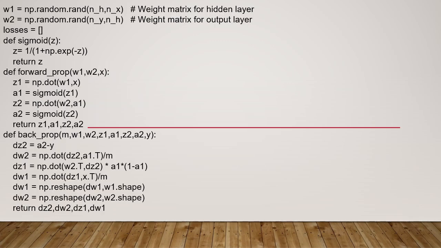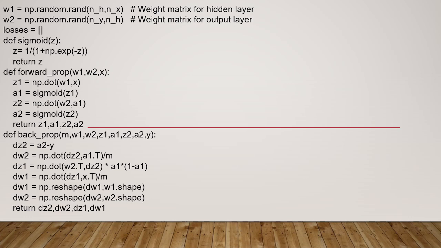Now we'll be initializing the weights. Initialize the weight matrices w1 and w2 with random values. We'll be defining the activation function, implementation of the sigmoid activation function. Next, we'll be seeing the forward propagation function with weight 1, weight 2, and x. We'll be computing the activations for the hidden layer and output layer, and we'll be returning the computed values for using back propagation.